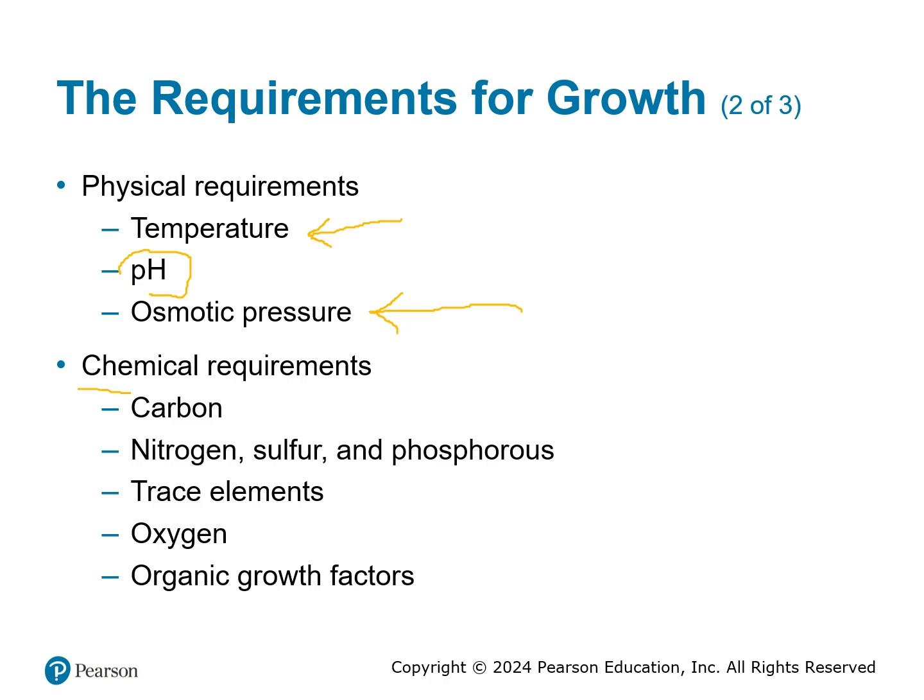All right, and then just like we need certain foods, bacteria need certain foods as well. Carbon, nitrogen, sulfur, phosphorus, and trace elements are things that we only need a little bit of. So usually those are what we call our minerals. They need oxygen. And from the outside, organic growth factors that encourage growth.